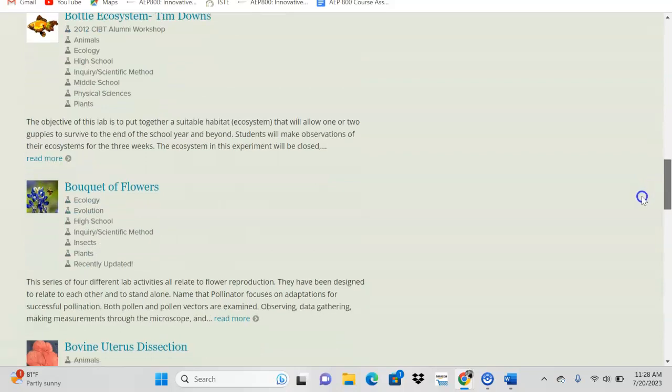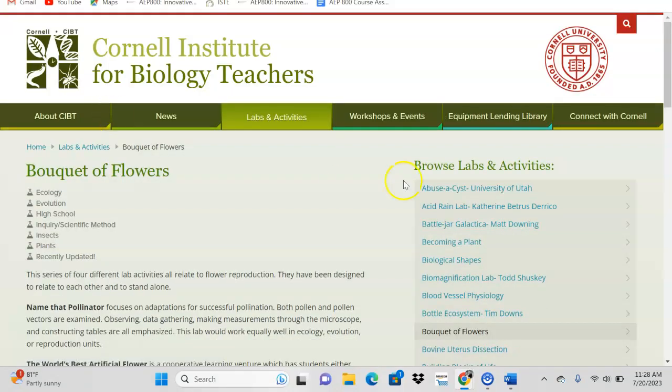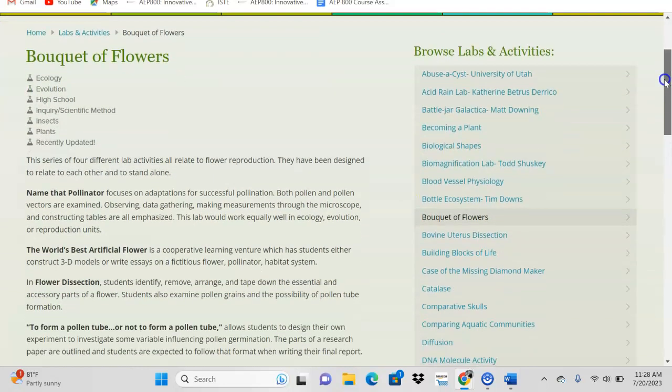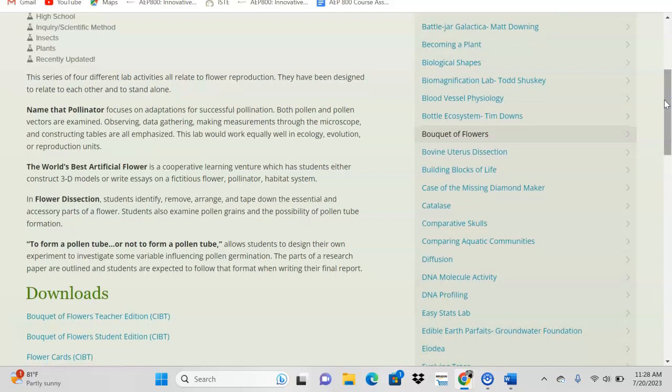And one of them that I was looking more in depth on was the bouquet of flowers, since it's for high school students and it incorporates evolution as well as ecology and learning more about specific insects and plants and their interactions. It just seems like a well-suited one for a lab. And so it gives you different information.